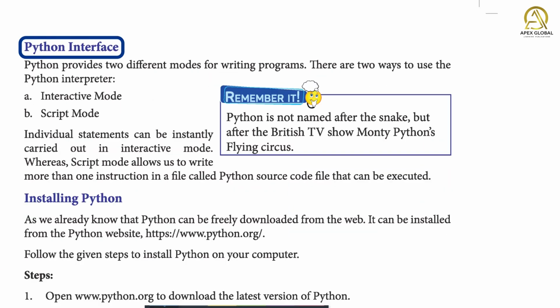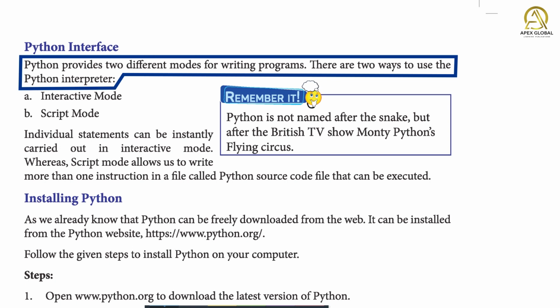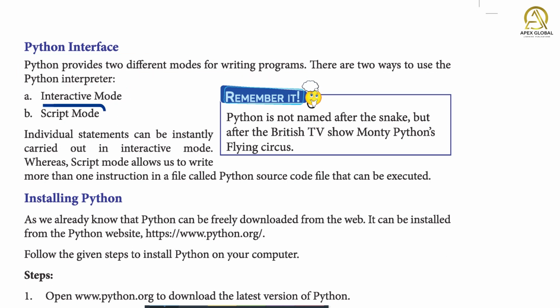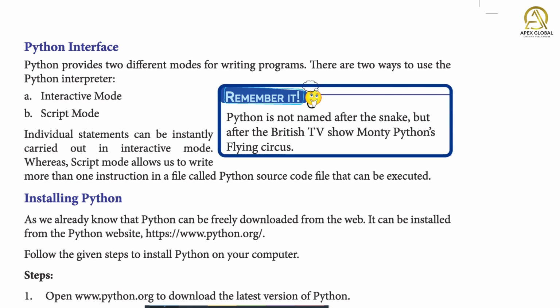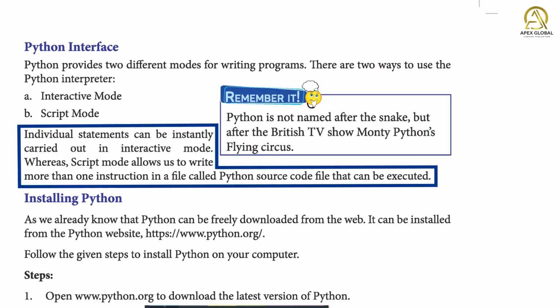Python interface. Python provides 2 different modes for writing programs. There are 2 ways to use the Python interpreter: A. Interactive mode, B. Script mode. Remember it, Python is not named after the snake, but after the British TV show Monty Python's Flying Circus. Individual statements can be instantly carried out in interactive mode, whereas script mode allows us to write more than one instruction in a file called Python source code file that can be executed.